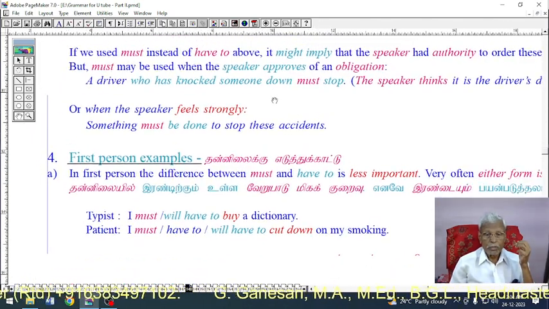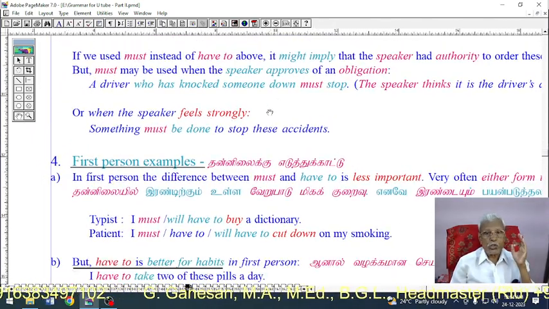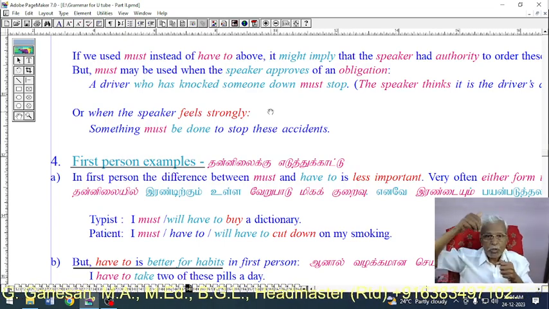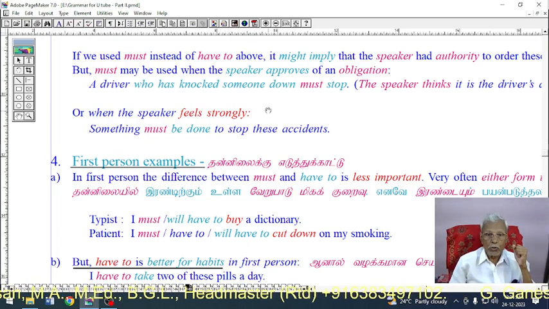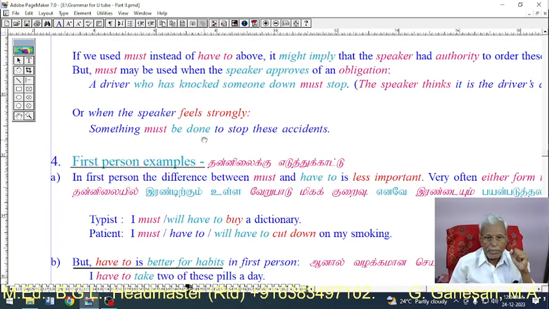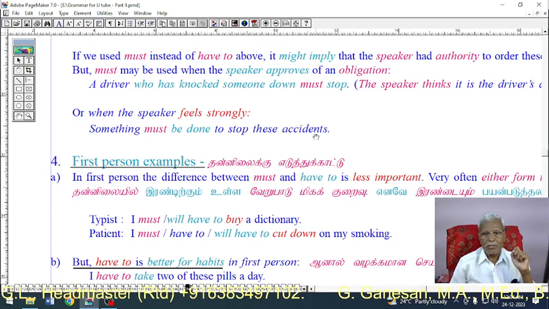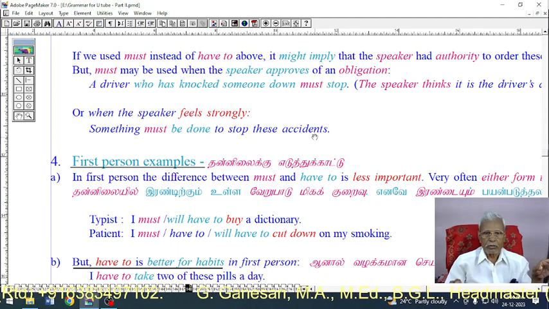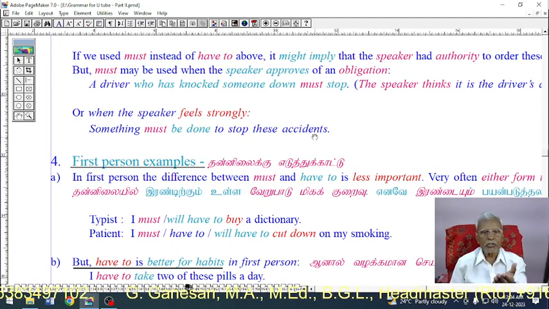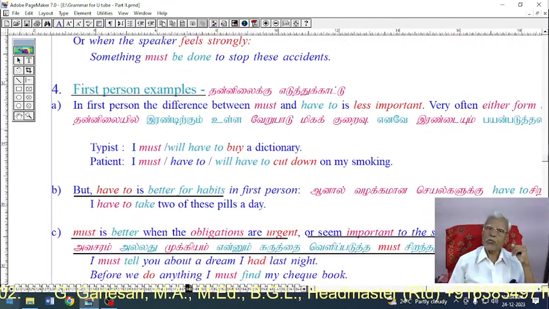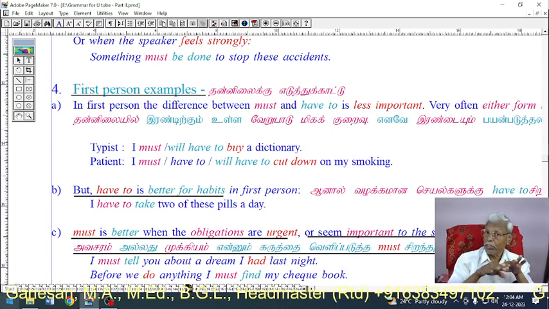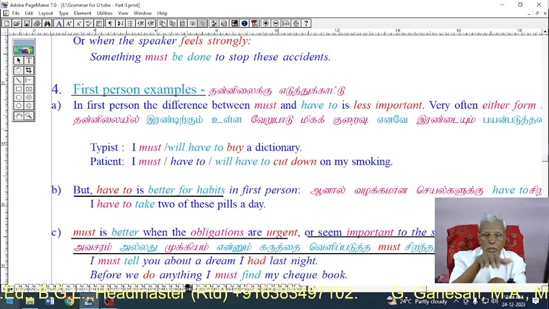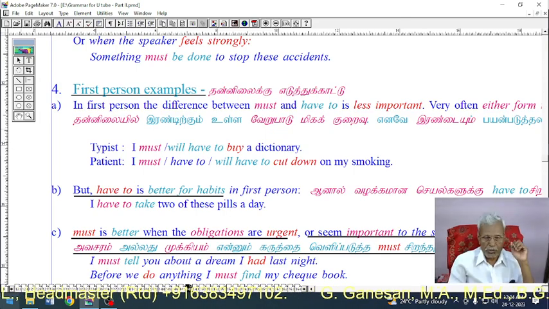But when the speaker feels strongly, when the speaker wants to express it emphatically, then he could say, something must be done to stop these accidents. To stop means to prevent these accidents. This we have seen in the second and third person. Thirdly, we are going to see the use of must and have to in the first person.